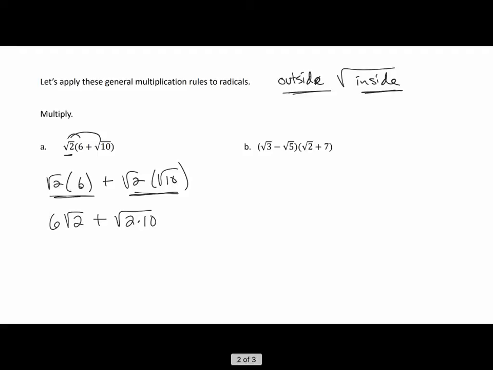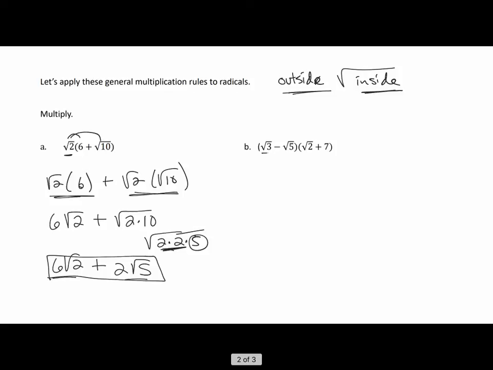And then it looks like I can simplify because 10 is 2 times 5, so I do have a square root of 2 here. And the 5 stays inside. So these are not like radicals, they have different radicands. So this is as simple as this product gets.